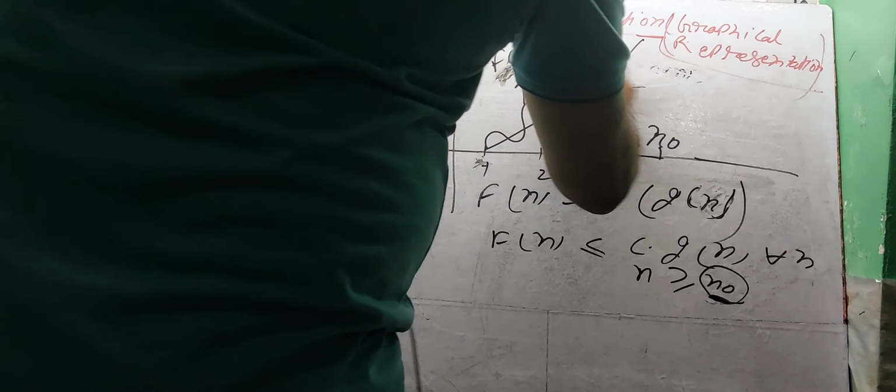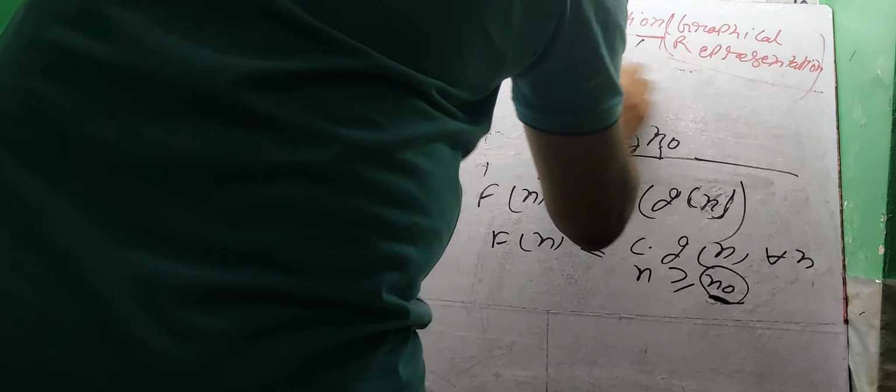Now we will see the omega notation. Okay, f of n and g of n. Here 1 2 3 4, dot dot dot 4. This is n naught.